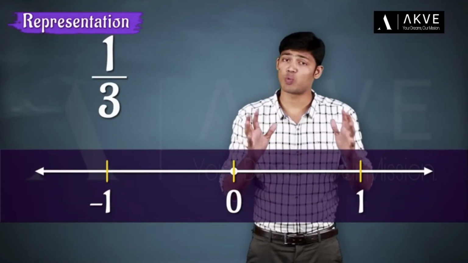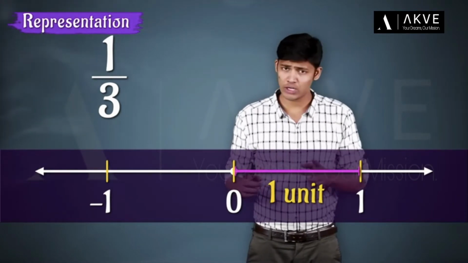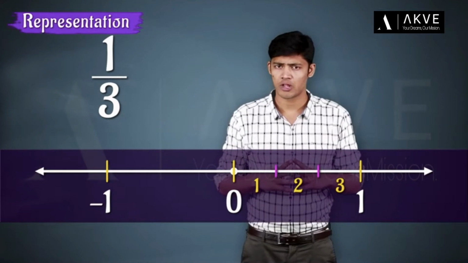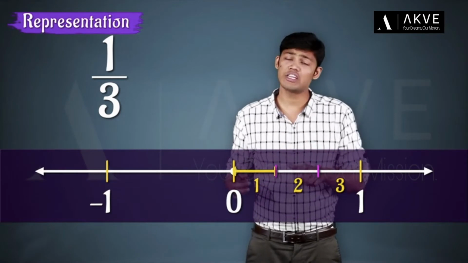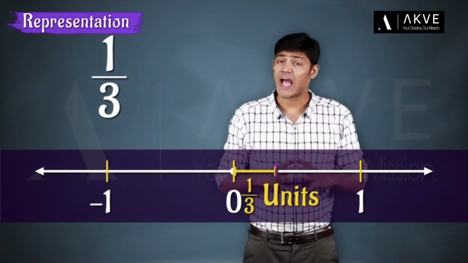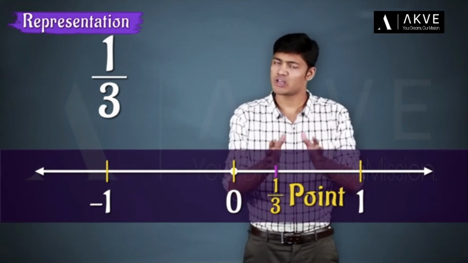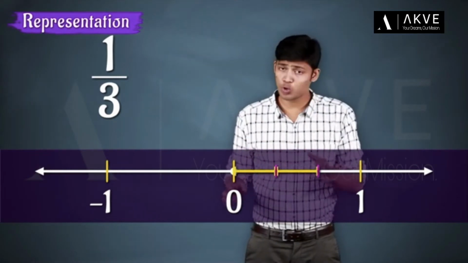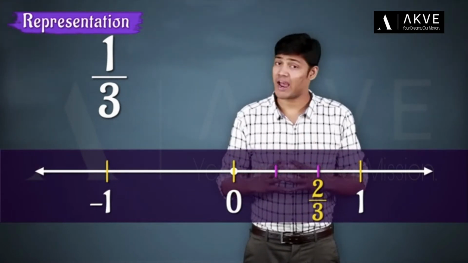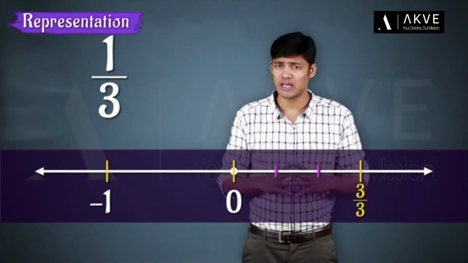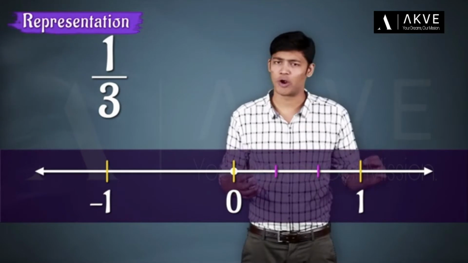So to represent the number 1 by 3, we divide the line segment between 0 and 1, whose length is 1 unit, into 3 equal parts. Now, this is the one part out of the total 3 parts. So, the length of this part is 1 by 3 units. As we are starting from 0, this point will be 0 plus 1 by 3, which is 1 by 3. Now, these are the 2 parts out of the total 3 parts. So, this point will be 2 by 3. And finally, this point will be 3 by 3 since these are the 3 parts out of the total 3 parts, and so this point will be 1.